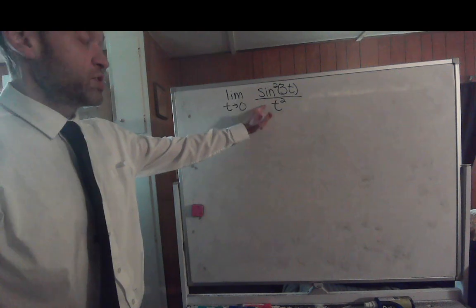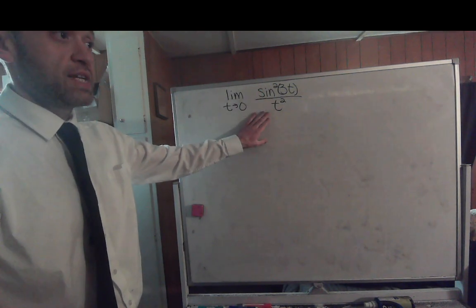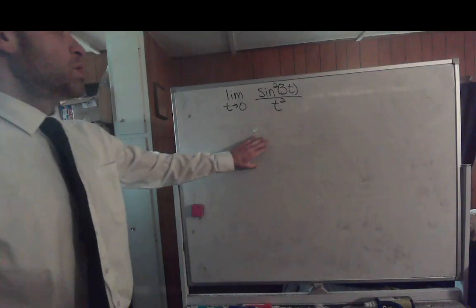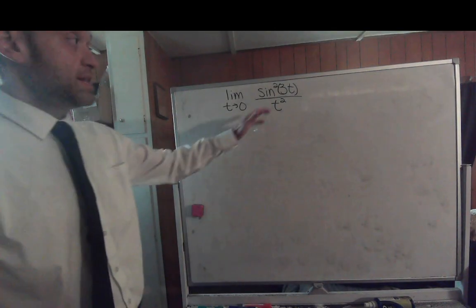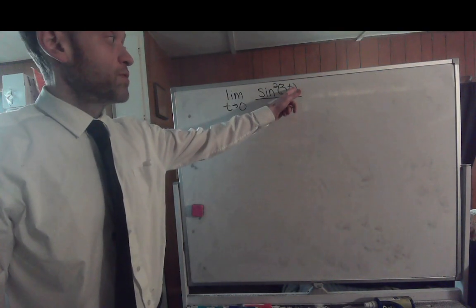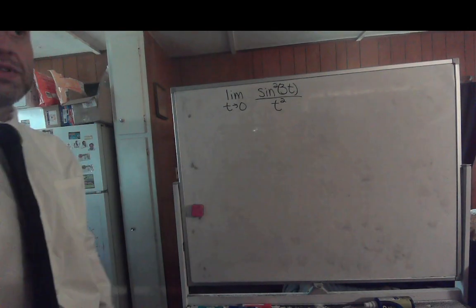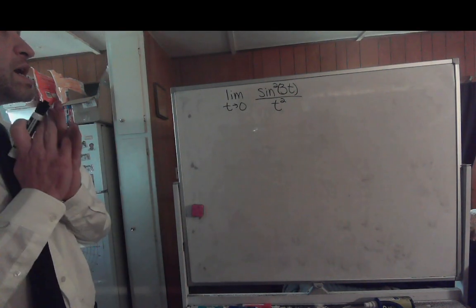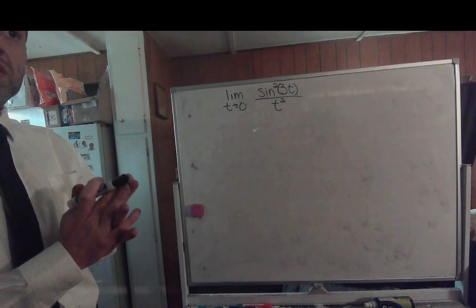Because you have quadratics now in the numerator and denominator. And this would be indeterminate. If you put in 0 for the t's, you would get 0 over 0. It's really not as bad as it looks.